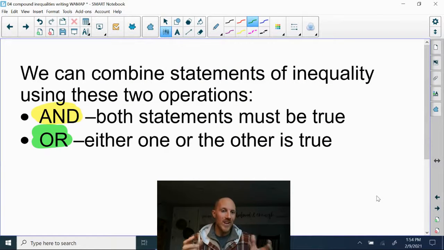So in order to get a compound inequality, we use words, actually. Our number sentences for compound inequalities are going to be made up of numbers, inequality symbols, and also words. The 2 words that you see highlighted here are the word and and the word or. And refers to a situation where both statements must be true. So we'll have 2 inequalities, and we're going to combine them with the word and.